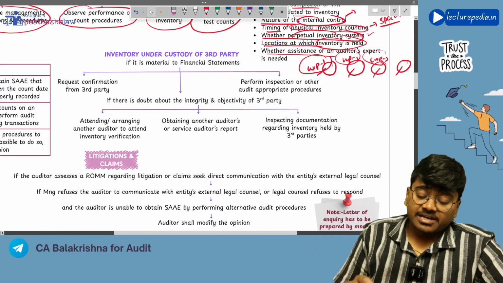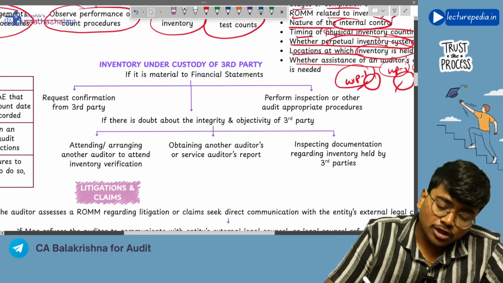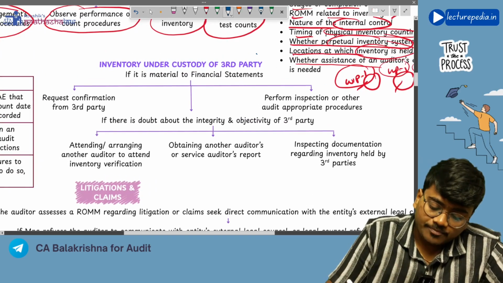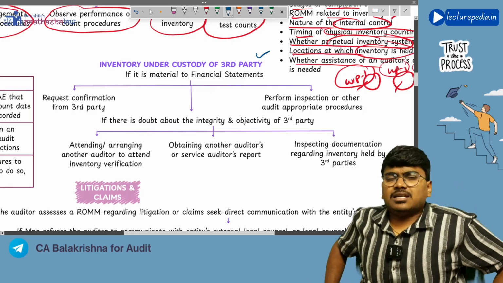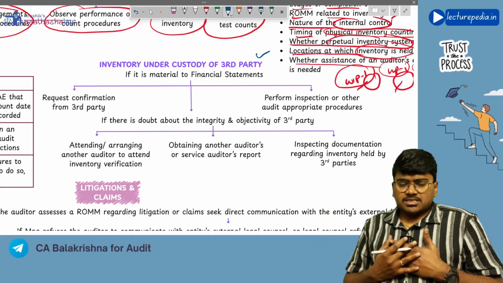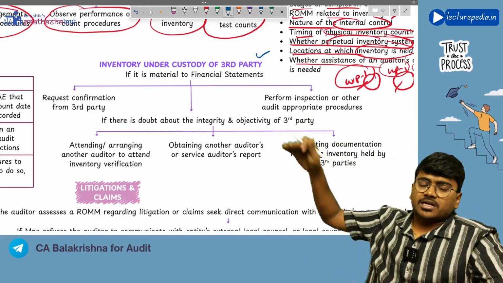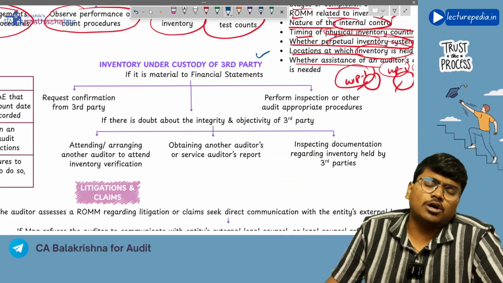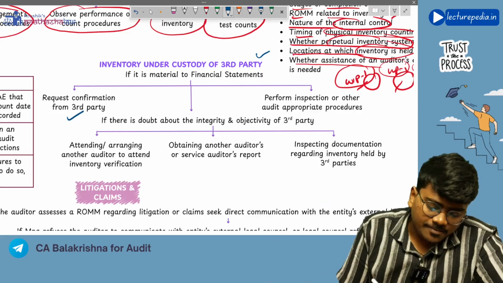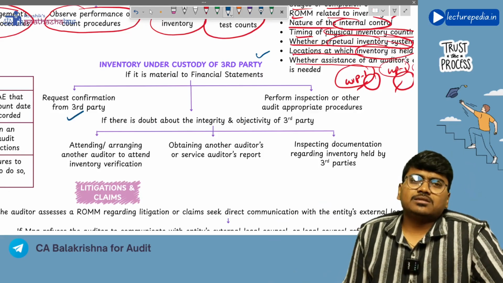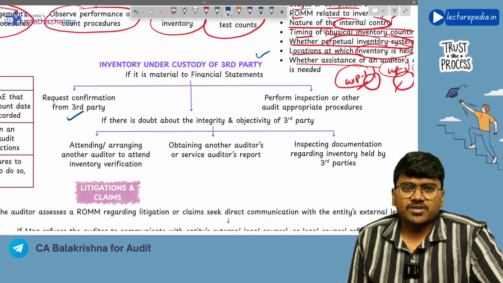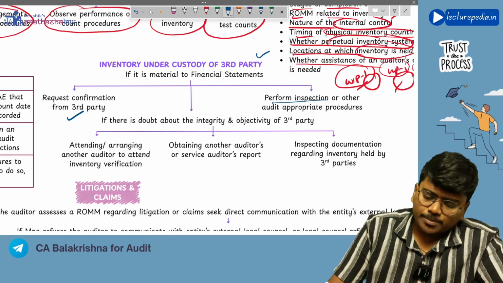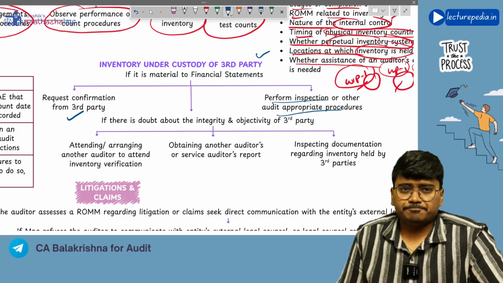Next, inventory under the custody of a third party. If the inventory is under the custody of a third party, the owner is the entity only, but the inventory is lying with the third party, like when you sent it on a sale or return basis or on a consignment basis. In such a situation, what will the auditor do? He will ask for a confirmation from that third party. He will send a confirmation request to the third party, and he will also perform inspection or other audit procedures.